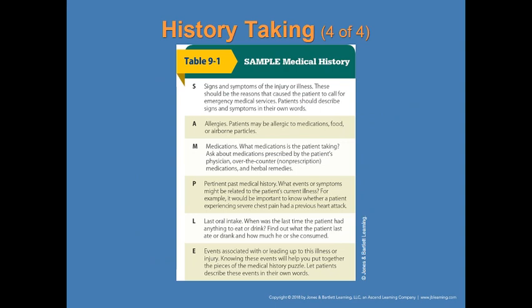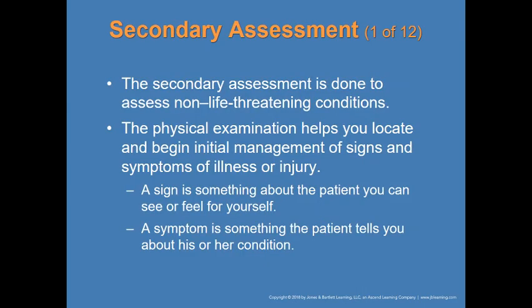With a SAMPLE history, the one thing we need to remember though, if it's a trauma patient, it's going to be pretty obvious, everything you see. If it's a medical patient, we're going to have to investigate it a little bit harder under the signs and symptoms. We may have to throw in there something called OPQRST: onset, provokes, quality, radiates, severity, and time. That adds to it when it's a medical patient.